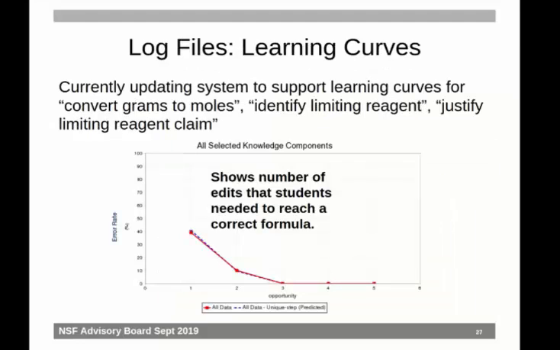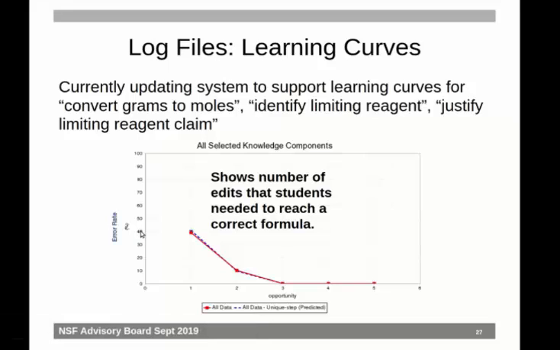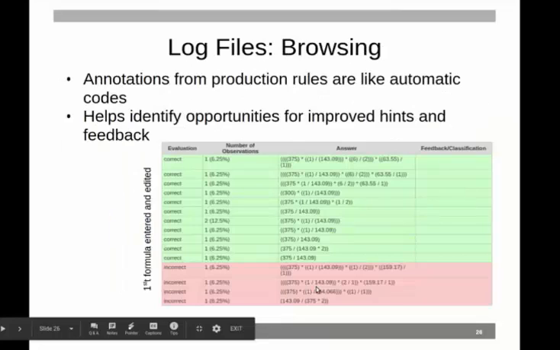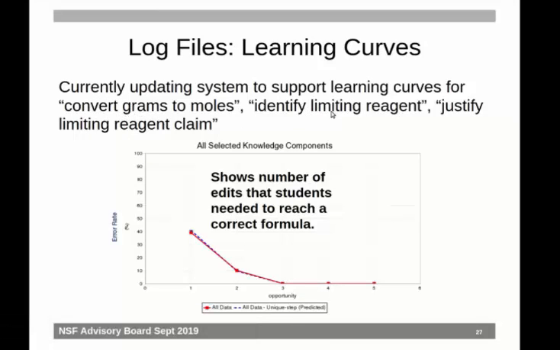What we'd like to build to is a learning curve analysis. What this shows is percent correct or assessment score, which is really whether they made a mistake or asked for a hint, versus the opportunity to engage with that concept or idea. We would like to support things like converting grams to moles, identifying limiting reagents, justifying a limiting reagent claim.